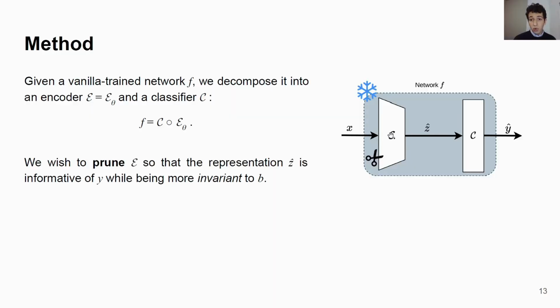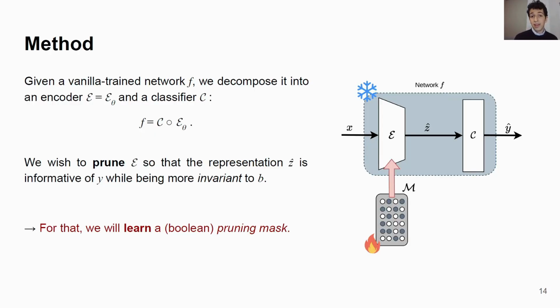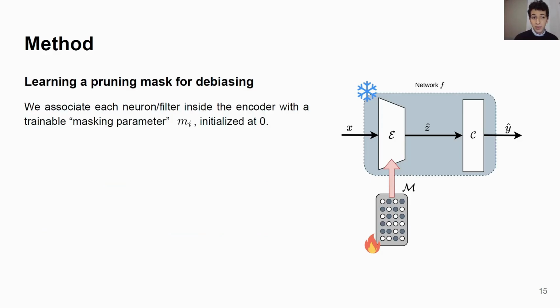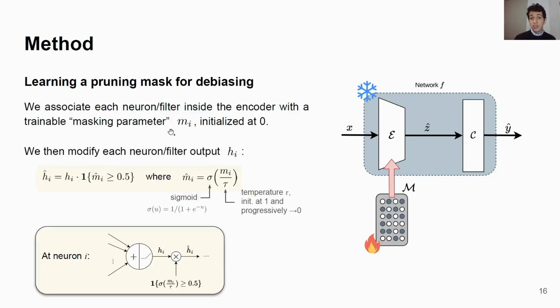And we want to prune the encoder in such a way that the representation that we have here is informative of the target at the same time that it is more invariant to the bias. And for that, we are going to learn a Boolean pruning mask. How do we do this? Inside the encoder, we are going to associate each neuron or filter with a trainable masking parameter, m_i. Then we are going to modify the output of each of these neurons or filters as follows. For each output, we are going to multiply it by an indicator function that depends on the corresponding m_i. And we can see that if m_i is positive or 0, the corresponding output is kept, otherwise it is pruned.